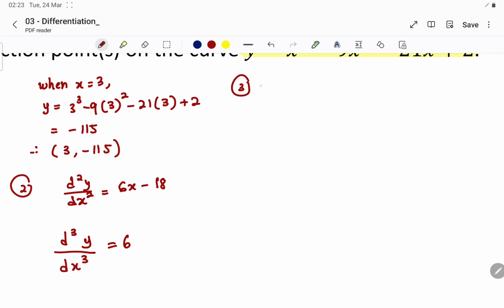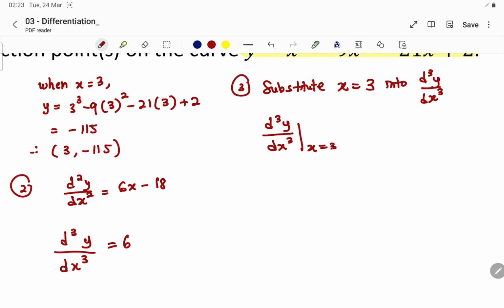Okay, the next step is to substitute x is equal to 3 that you got from the first step just now into d cube y dx cube. So we have d cube y dx cube, and we want to substitute x is equal to 3 inside. But then we have 6 here. Do we have x? We don't have x inside. So this is after we substitute. And then you have to check this, is it equal to 0 or not? It's not equal to 0, right?